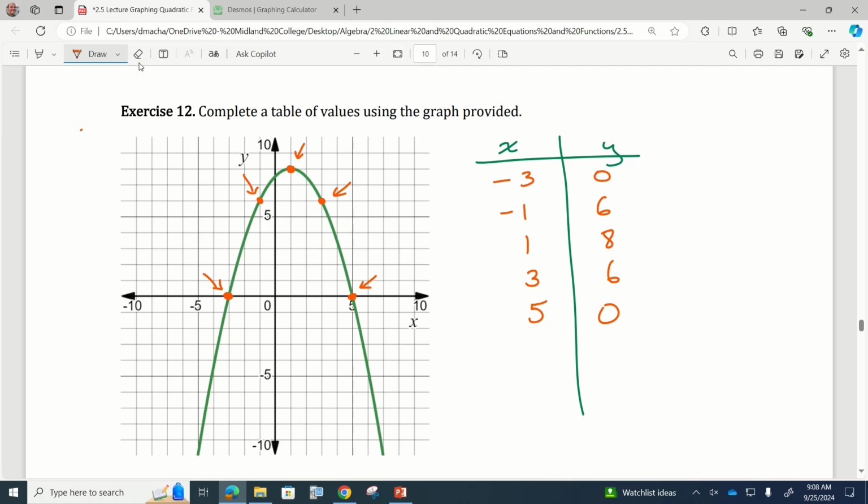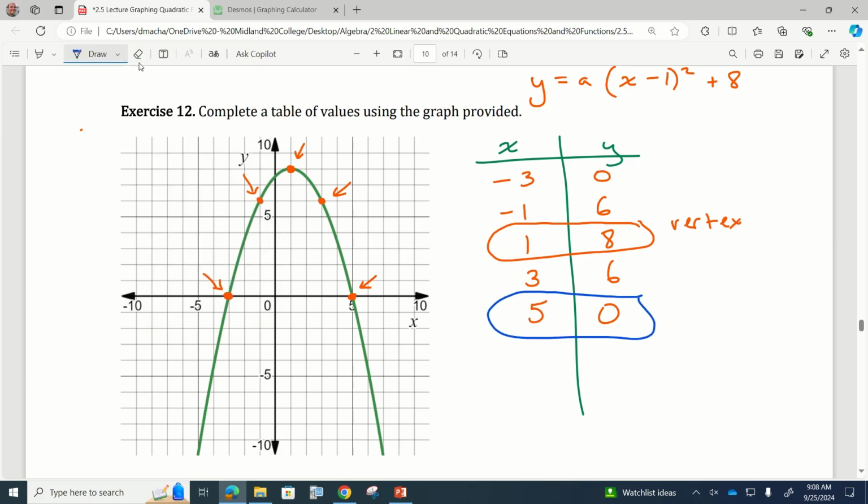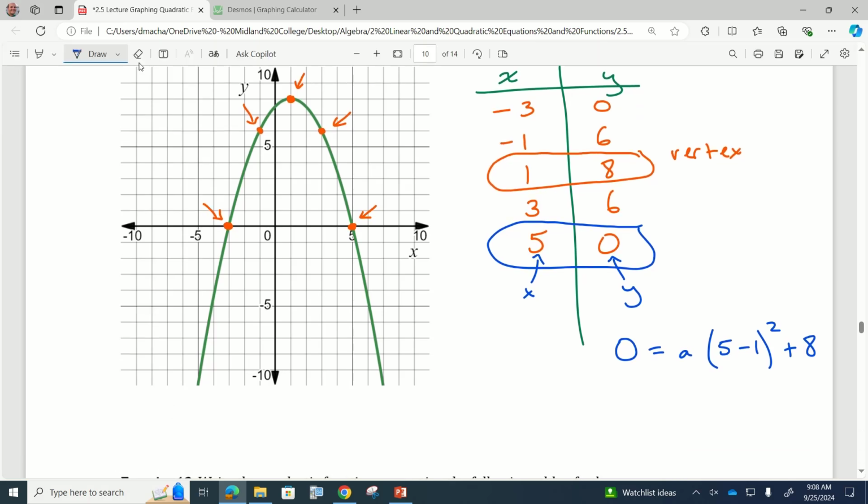And you can imagine for a moment that you could actually write this function down if you wanted to, because you know the coordinates of the vertex, right? And so if I start off with vertex form, this is a times (x minus 1) squared plus 8. How do I find a? You know, you just have to pick another point. It doesn't really matter. But I'm going to take this point and plug this in for x and plug this in for y. And so my y is equal to 0, and then I get a times (5 minus 1) squared plus 8. Solve this equation for a.